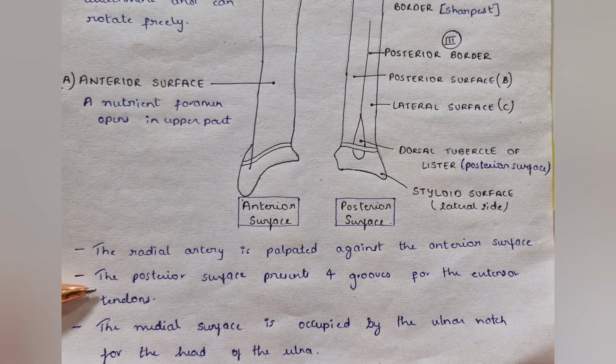The posterior surface presents four grooves for the extensor tendons. The medial surface is occupied by the ulnar notch for the head of the ulna.